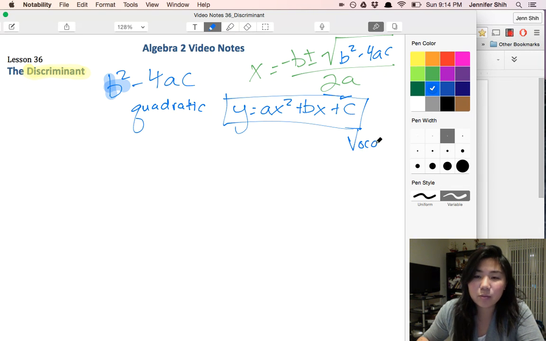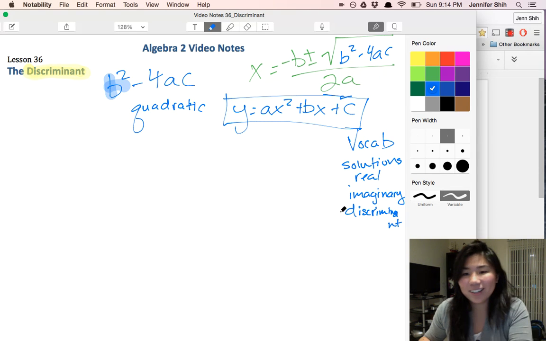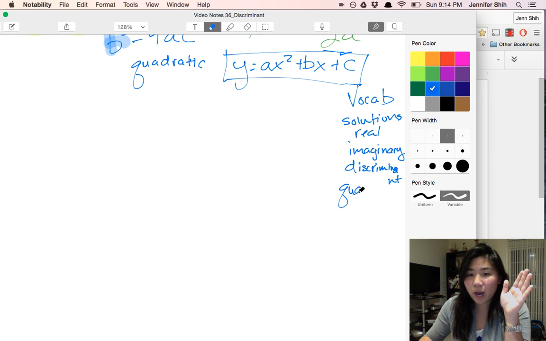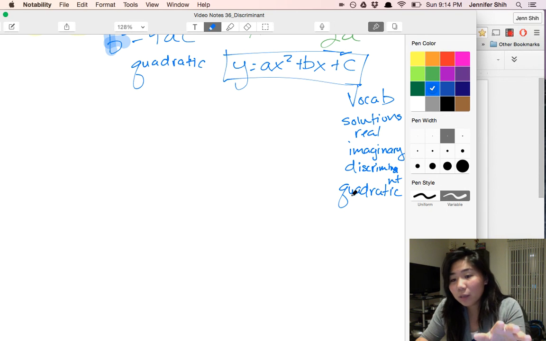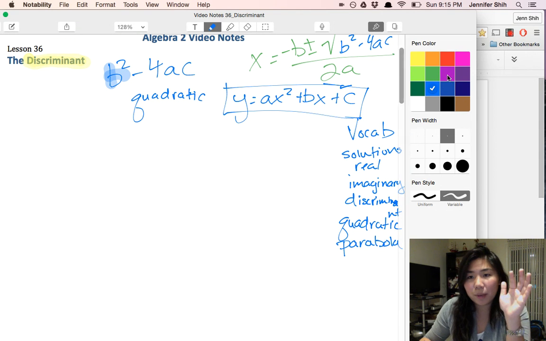So more vocab to keep track of. We're going to talk about solutions. Some are real, some are imaginary. Write your vocabulary down: discriminant. I'm not spelling it very well. I ran out of room. And then I will add more on here. We also use the word quadratic, and sometimes when I say the word graph, I'll use the word parabola, which also means a quadratic. This is the shape of the graph. It's a parabola.